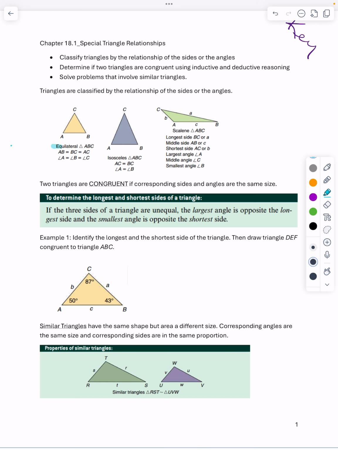The first is an equilateral triangle. That means that all the sides are the same length. So when we go to mark this, or when you look at it, you'll see all sides marked with the same little tick mark. Just means they are all the same length.